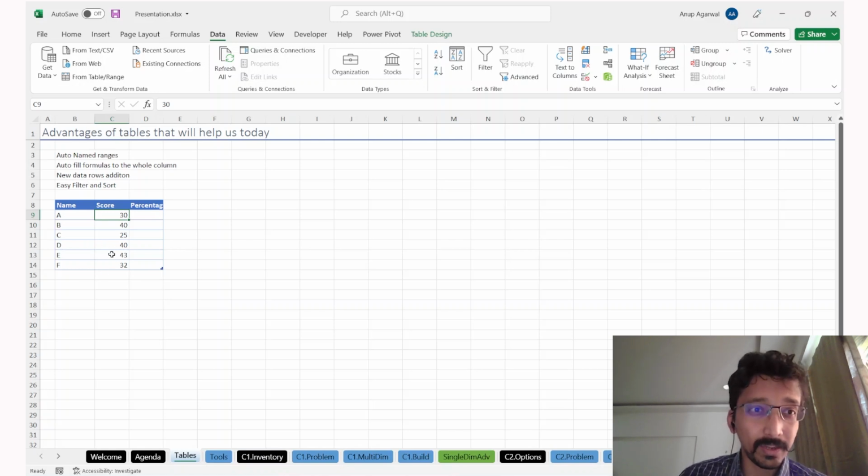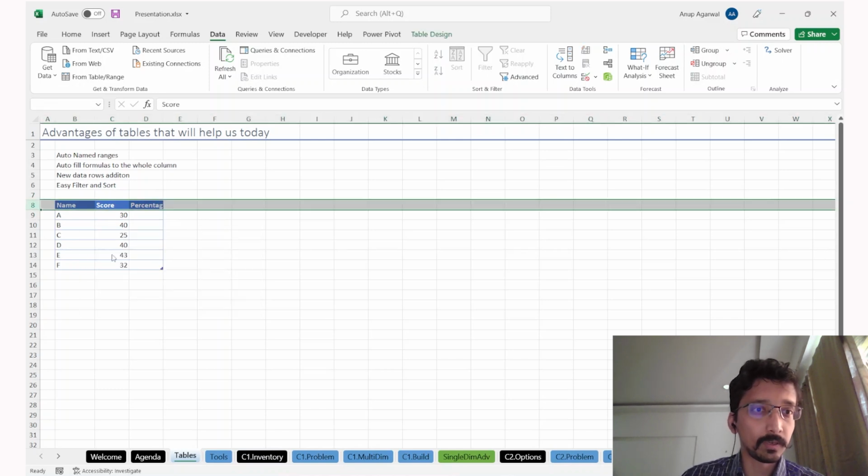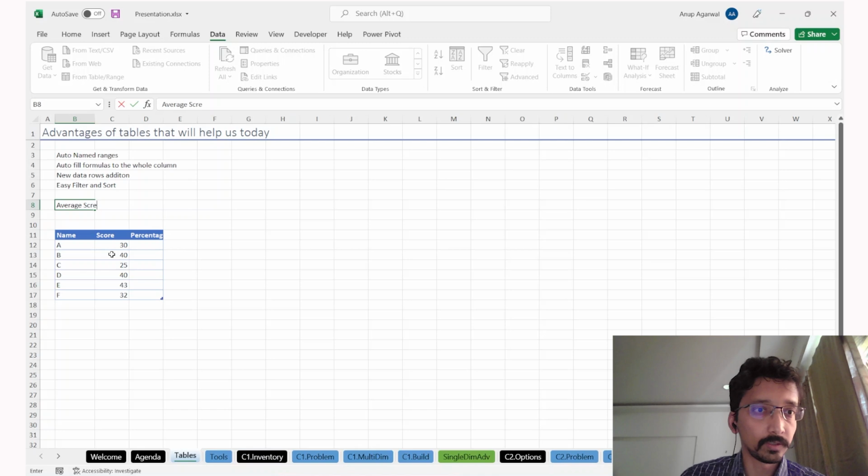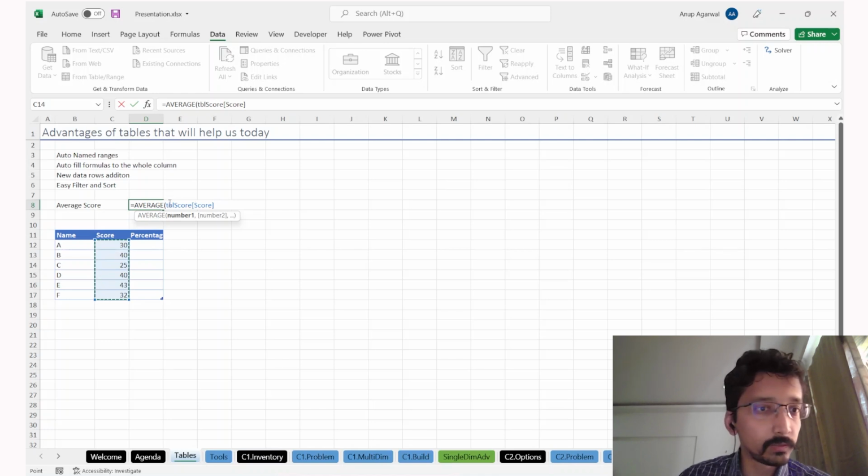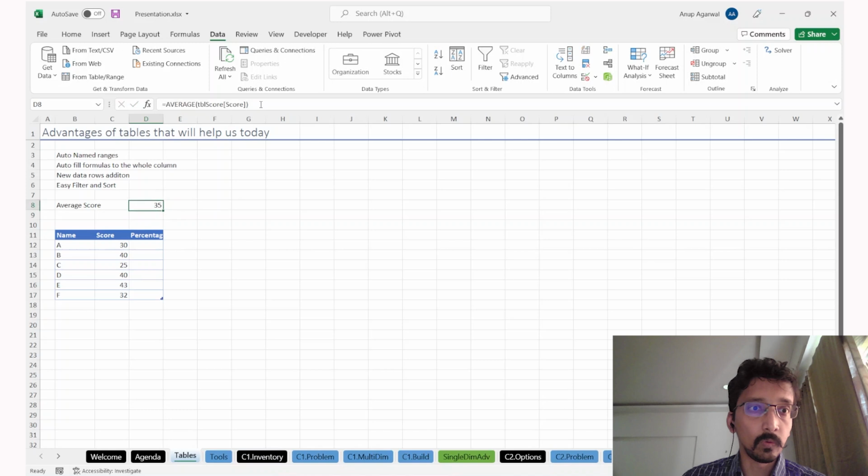What this helps us do is, let's say I am interested in the average score. I can write a formula as the average of the whole range. I can select this whole thing, or I can be on any cell and press Ctrl+Space to select the whole column. And now you see this range, which is actually C12 to C17, is automatically named with the table name and the Score column in square brackets. So it's the average of the Score column of the tblScore table.